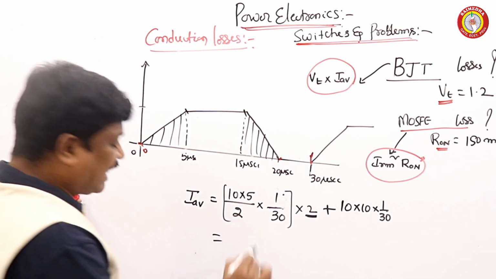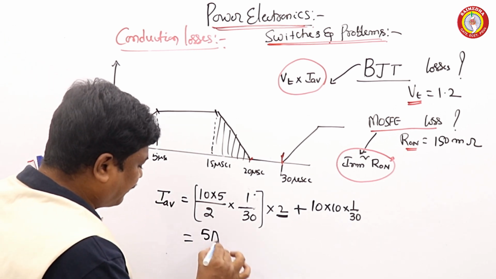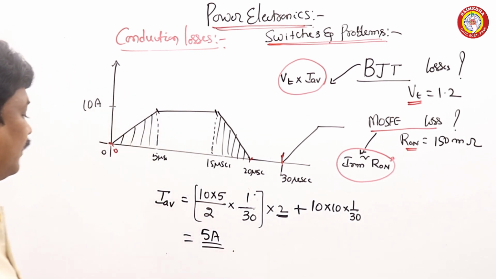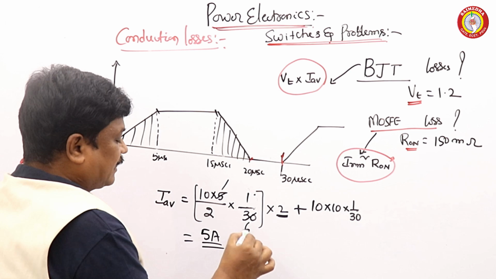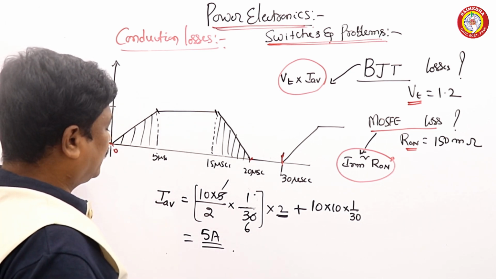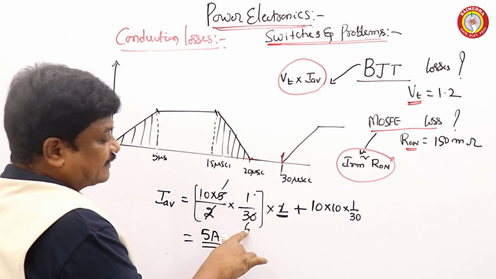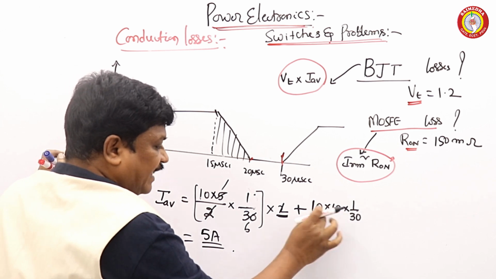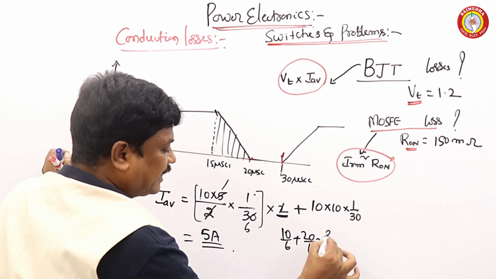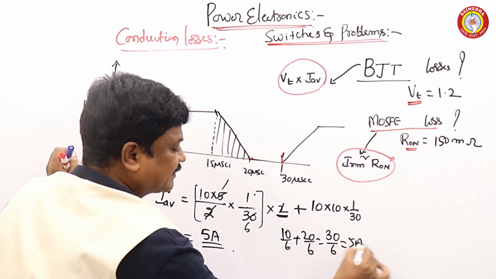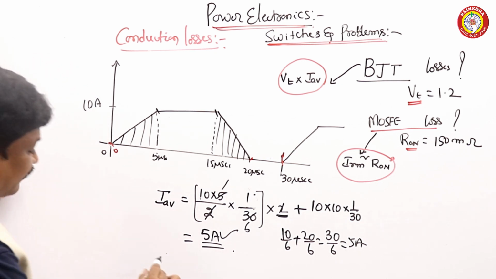If you simplify this one, what is the average value of current we can get? As far as my analysis is concerned, 5 amperes. So 5 by 6 and 5 by 6 get cancelled. This is 10 by 6 plus 20 by 6, that is 30 by 6, that is 5 amperes. Got it? Is it okay? Then how to calculate the RMS value of current?